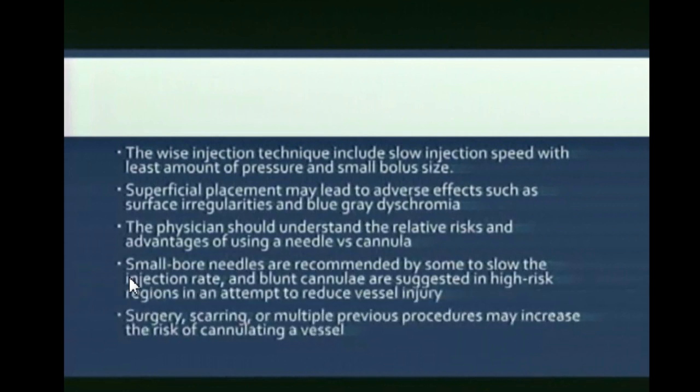Physicians should understand the relative risk and advantage of the needle and the cannula. If we use a needle, there is more risk of penetrating into blood vessels. If you use a cannula, it needs to be a blunt cannula and bigger size, like 25 gauge or larger. That means the chance of penetrating blood vessels is way less. And it should be blunt, especially in the dangerous zones, nearby the glabellar area or nearby the angle of the eye where the major blood vessels are present.